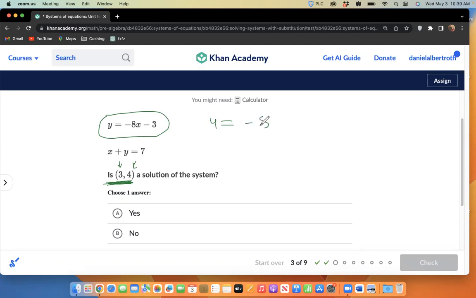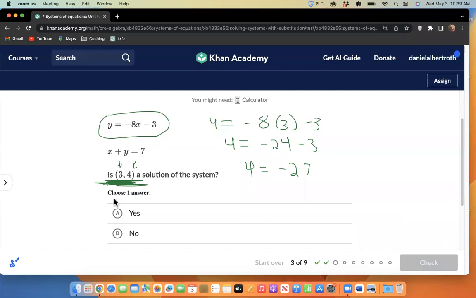So -8 times, instead of x, 3, minus 3. I'm just going to check that this works out. So I get 4 equals -8 times 3 is -24 minus 3. So I'm thinking this is not going to work out. I'm getting 4 equals -27. That is not true. So it looks like this solution (3, 4) does not work for the first one.